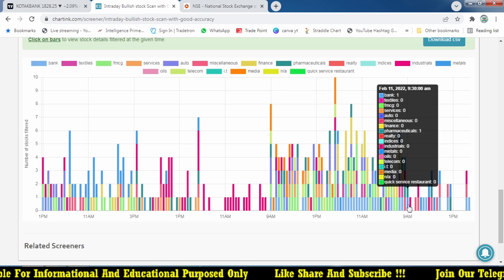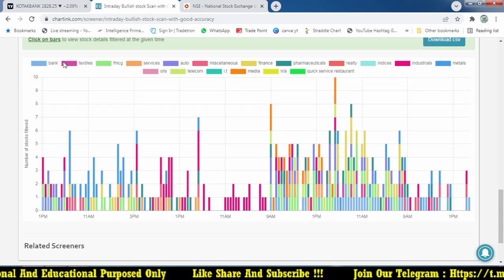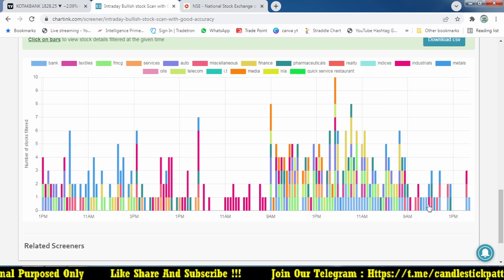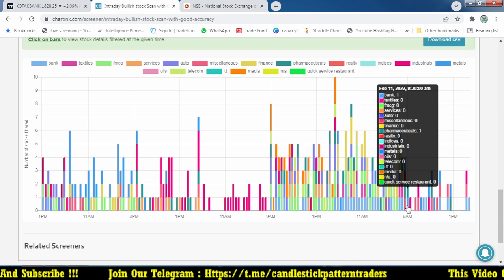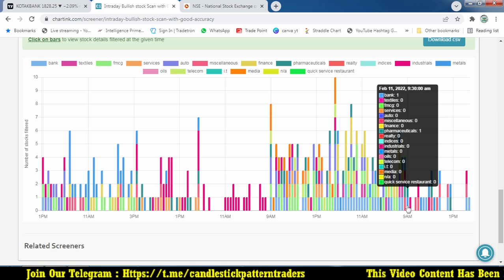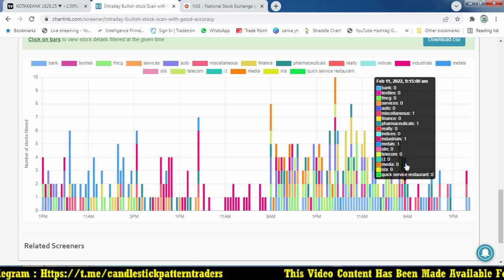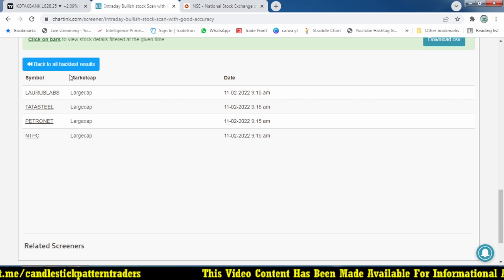Can you see the blue one, maybe IndusInd Bank or Laurus. So IndusInd Bank yesterday we got the first time at 9:15, and the second time at 9:30, also we got IndusInd Bank.